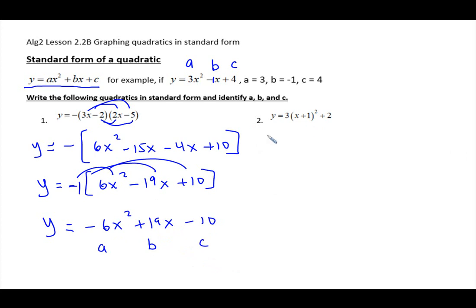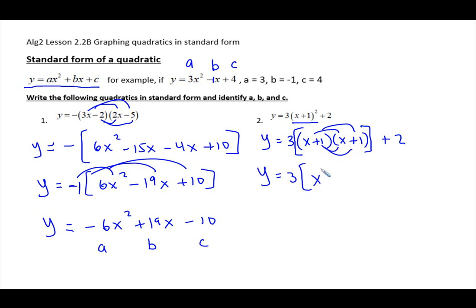Example 2 here, same thing, let's put it into standard form. So I have y is equal to 3, and now I need to work out this first, the x plus 1 squared. This means x plus 1 times x plus 1, then we have plus 2. So I'm going to put this in a bracket because I'm going to work this out first. I'm going to do the same thing: multiply the x to the x and the 1, then the 1 to the x and the 1. So y is equal to x squared plus x plus 1 plus 2.